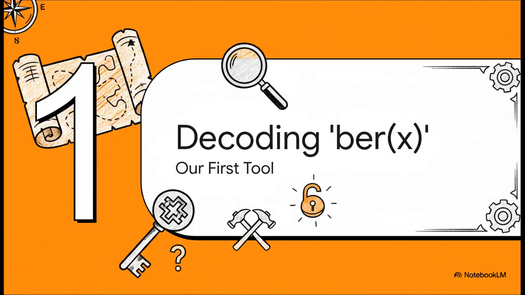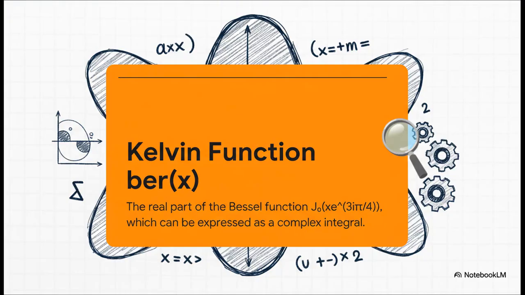To start any quest, you need the right tools. And for us, the very first tool is figuring out what this brex thing even is. It is literally the key that's going to unlock this whole problem for us. Okay, so brex is not your everyday function from algebra class. It's a special one, called a Kelvin function. And here's the part that's absolutely crucial for us, its definition. Brex is just the real part of this other, much more complicated-looking expression. We don't even have to solve that new integral, we just have to use its definition like a key.